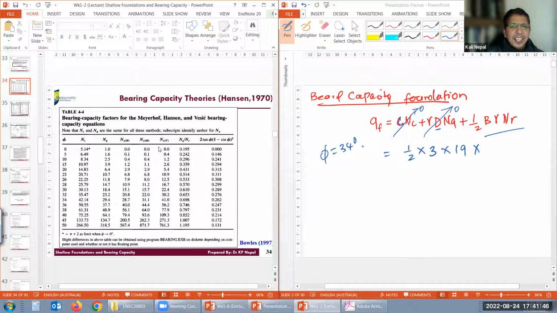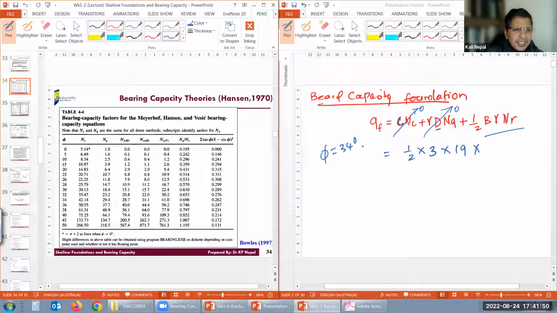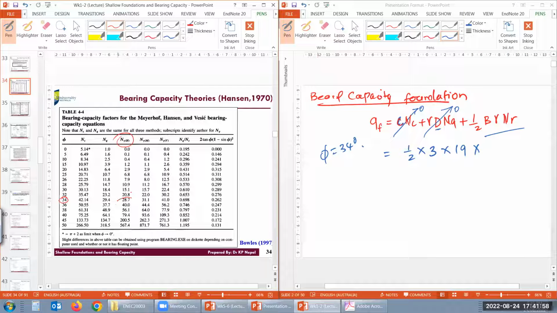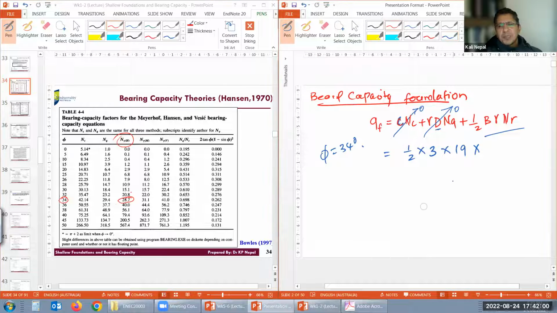Can I just point out where I'm talking about? That's the Hansen one, N gamma. I'm doing it for 34 degrees. How much is that? 28.7. If you use a little bit of other correction factors, it will be a little bit different. Don't worry about that. Just do the straight one, 34, 28.7. Can you calculate that for me now? How much is the ultimate bearing capacity?